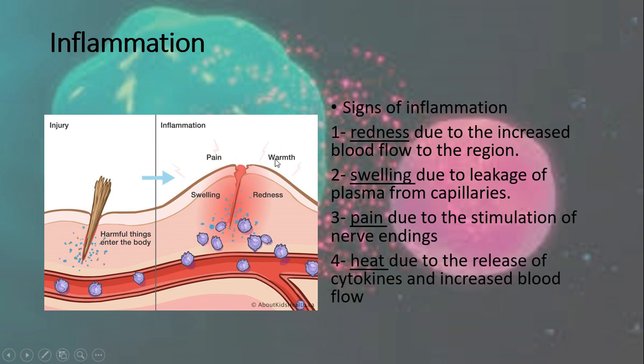Also, this warmth or heat is due to the release of the cytokines. These are released by the inflamed cells, by the tissues, by the phagocytes, to allow the inflammation reaction to take place and to get rid of the bacteria or the pathogens trying to attack our body. So these are the 4 signs of inflammation that occur whenever we have an injury or wound, and the reasons that allow them to happen.